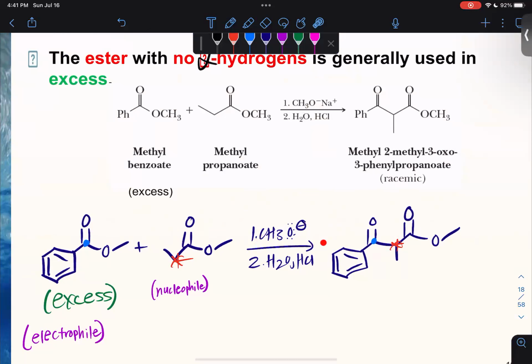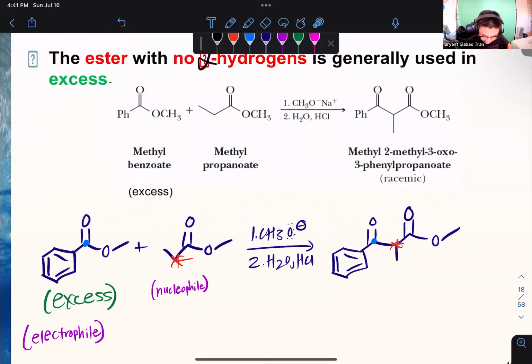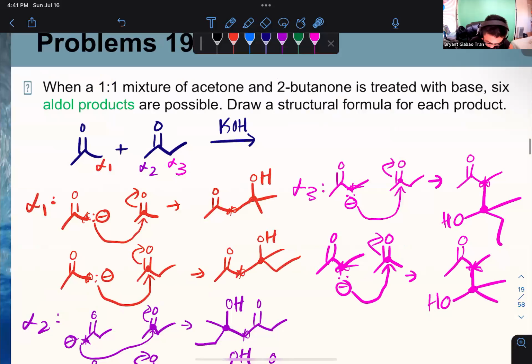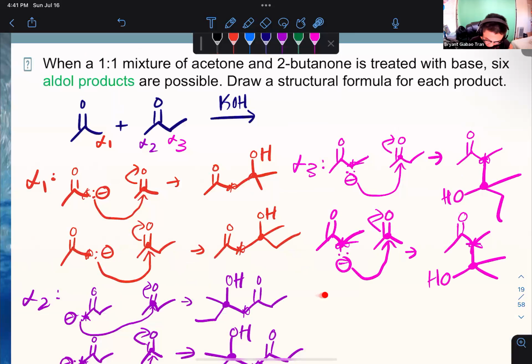It's like number one. Oh yeah, so this is Claisen condensation. I use CH3O minus as the nucleophile because you see this piece of the ester right here, this OCH3. You use the nucleophile that matches this ester's OR group, which is a CH3. Which is different from this reaction over here.